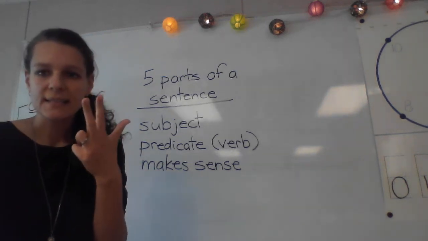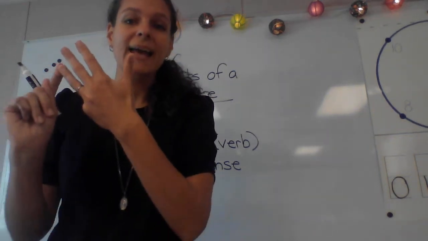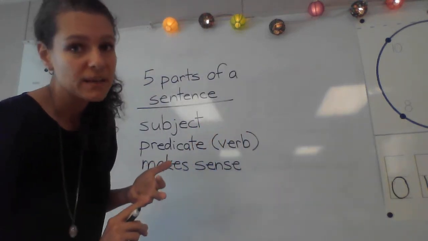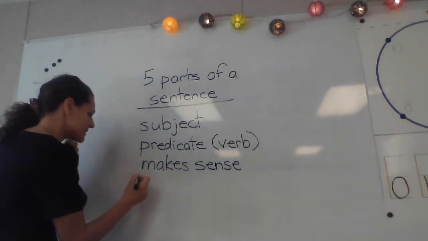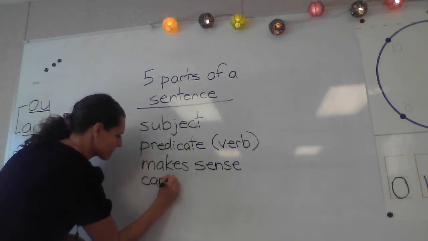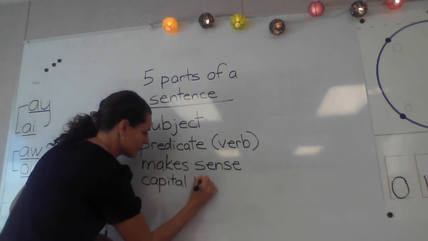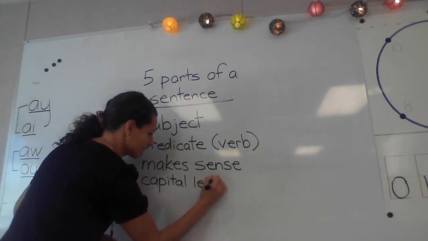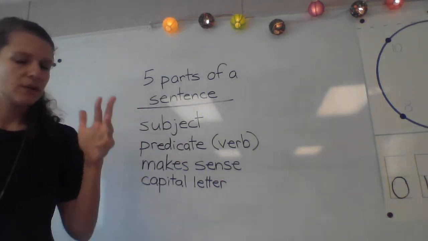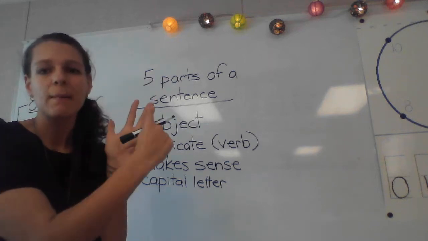All right, the next thing is it begins with a what kind of letter? Good, a capital letter. Just like you always start your name with a capital letter, we always start a sentence with a capital letter. All right, and so we have 4 things so far. Subject, predicate, makes sense, starts with a capital letter.